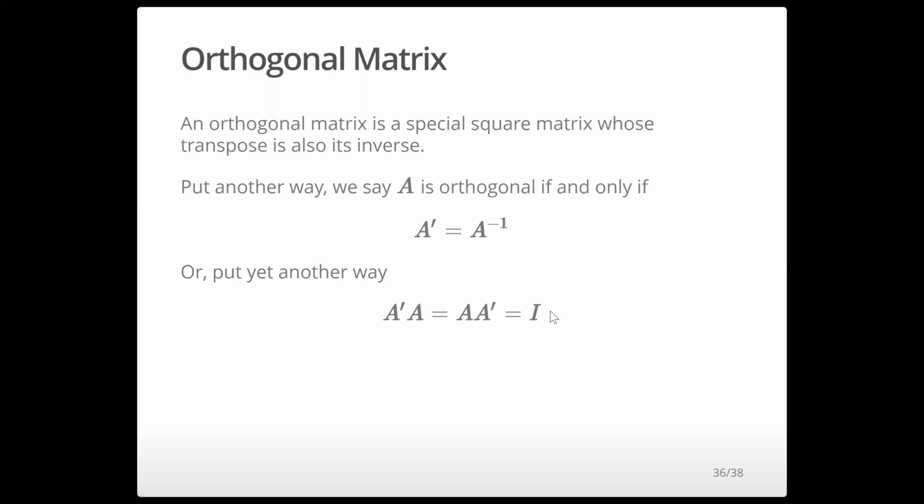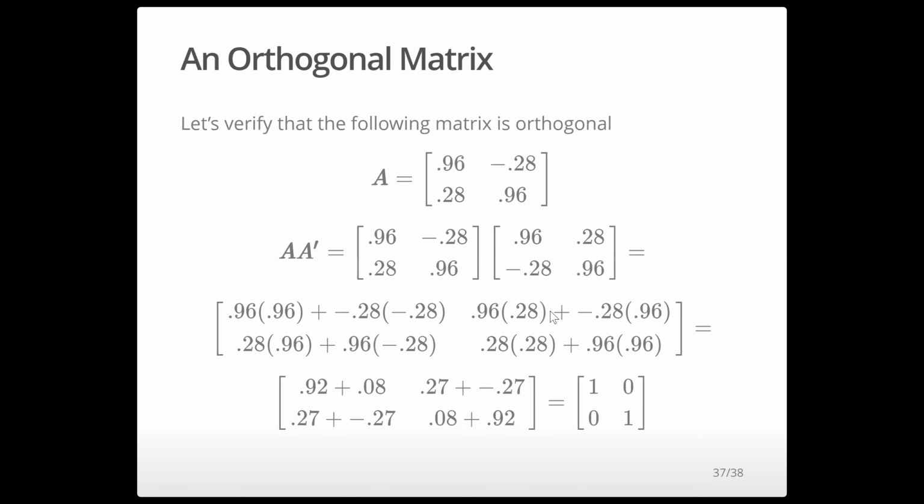So the last thing we're going to talk about today is an orthogonal matrix, which is a special matrix whose transpose is also its inverse. So A transpose equals A inverse. So another way to think about this is that A transpose A equals A times A transpose equals the identity matrix. So it's a special square matrix, of course. So here's an example of an orthogonal matrix. Let's verify that it's orthogonal by multiplying it by its transpose.